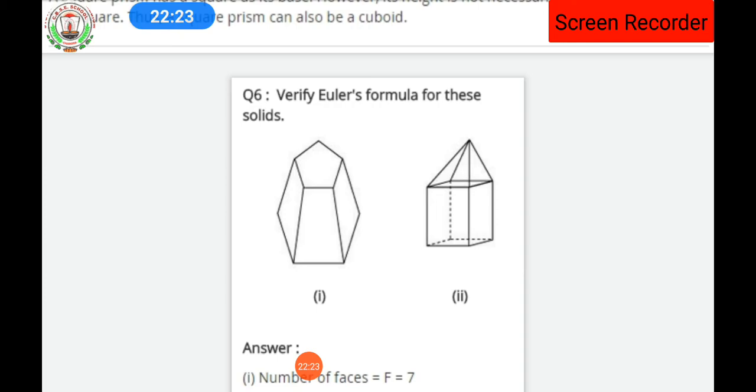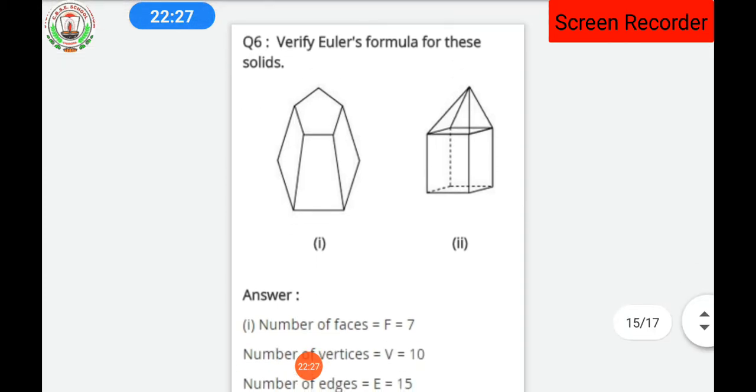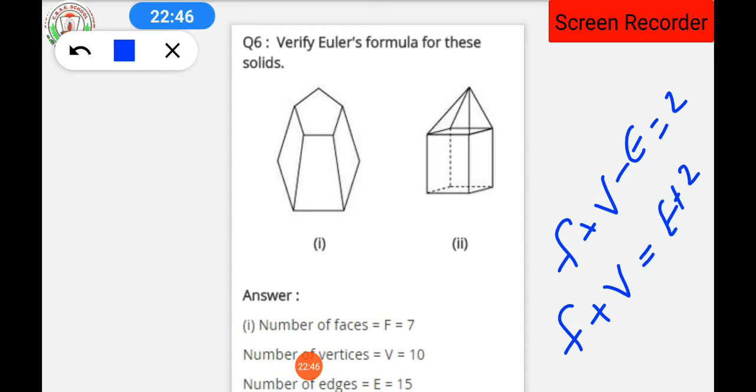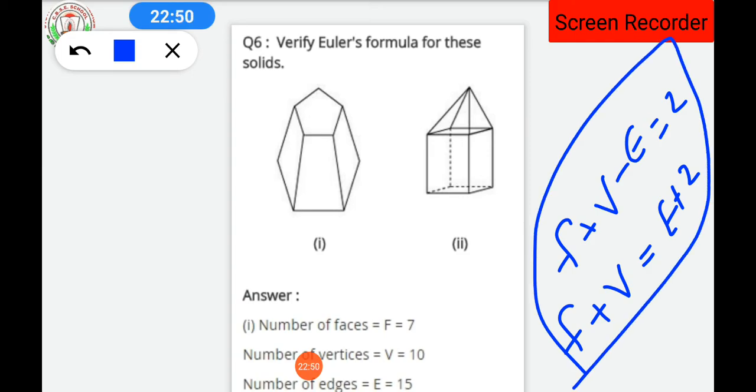Okay, questions 6 and 7. So here in question number 6, the Euler formula is there. So in the Euler formula, what is the important topic over here? F plus V minus E is equal to 2. Okay, so this is the Euler formula. F indicates face, V indicates vertex, E indicates edge, and 2 comes from the formula. So this particular one is known as the Euler formula.